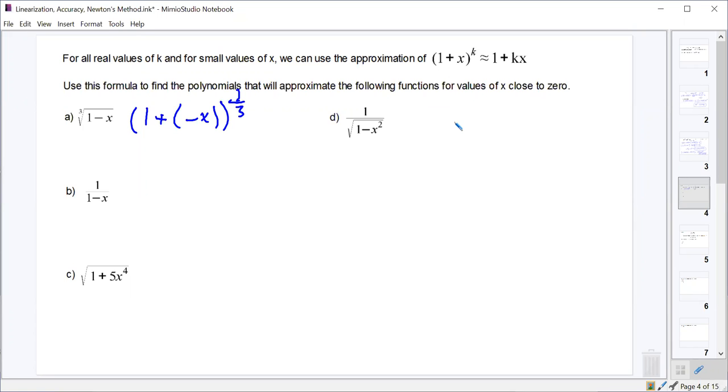So what would this become? Yep, 1 minus 1/3 x. Easy enough. 1 minus 1/3 x. Any questions on that?